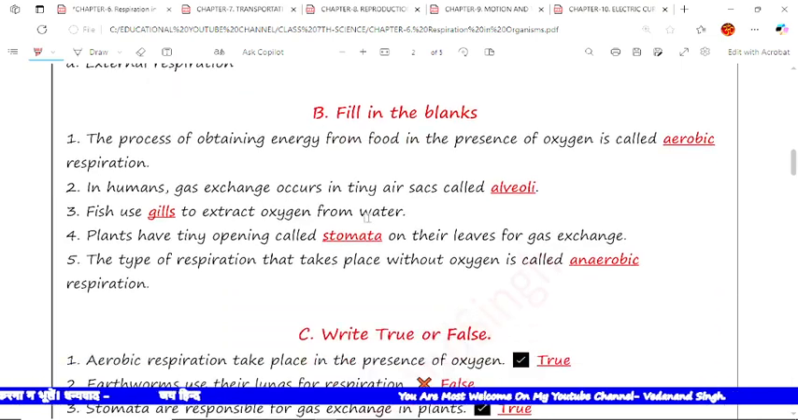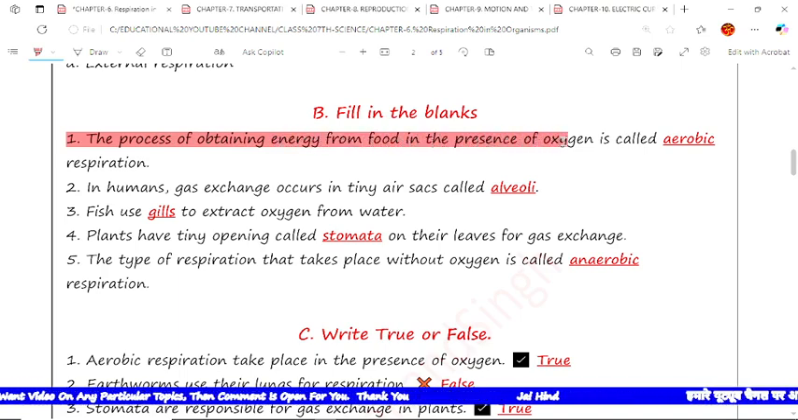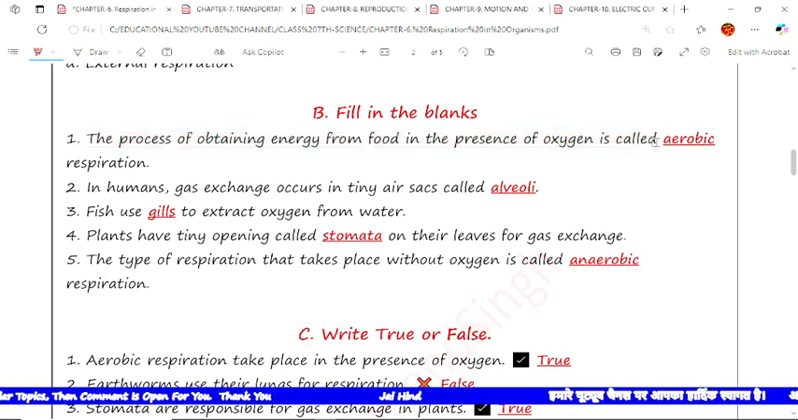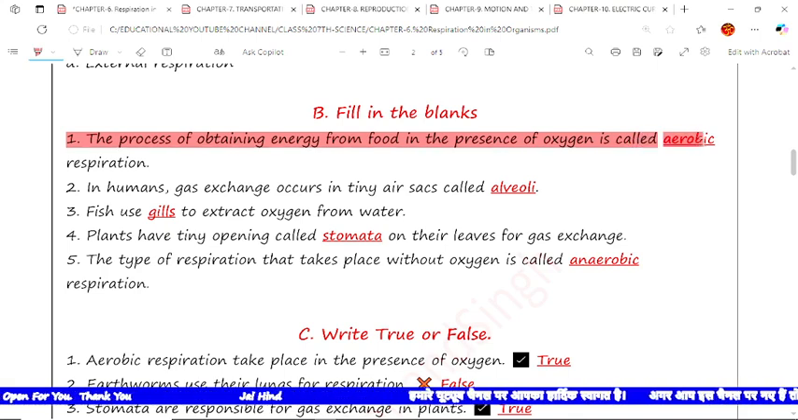Now the second part of the question is fill in the blanks. In the fill in the blanks, I have highlighted what we have to write in the blank space. So the first is, the process of obtaining energy from food in the presence of oxygen is called aerobic respiration. So you have to fill in aerobic in the blank.